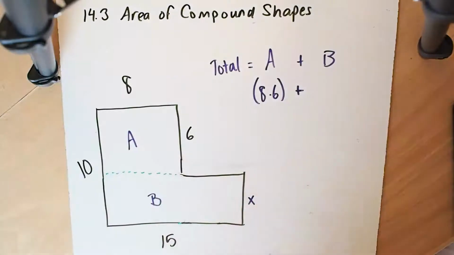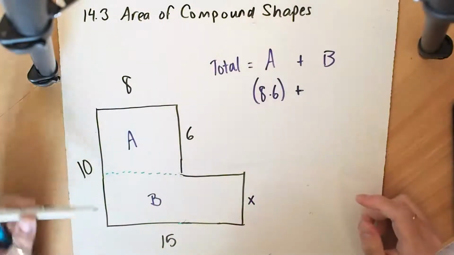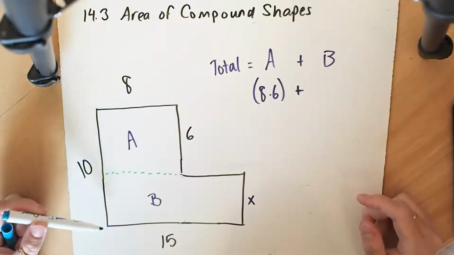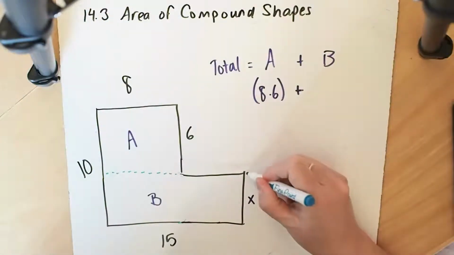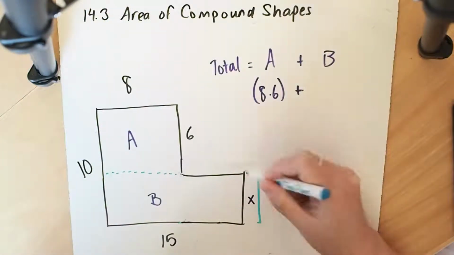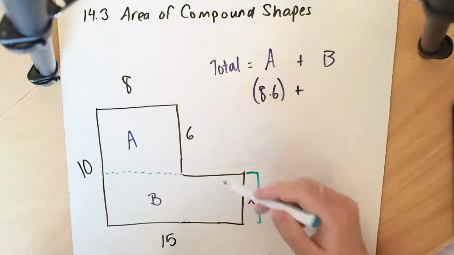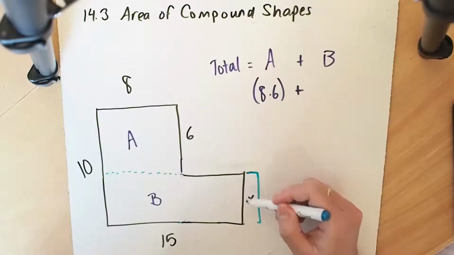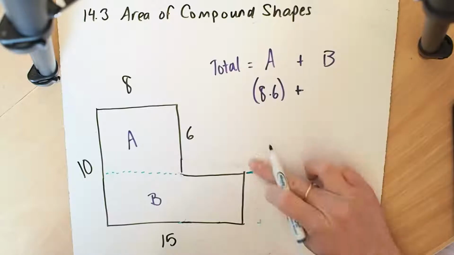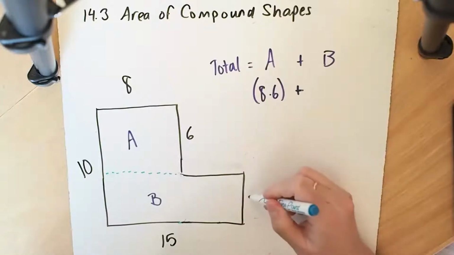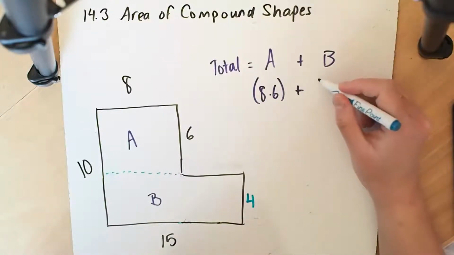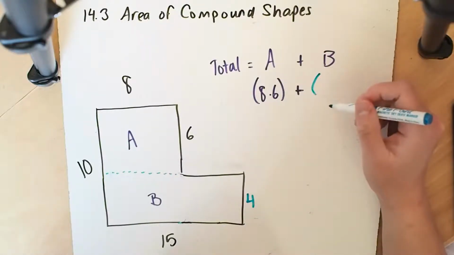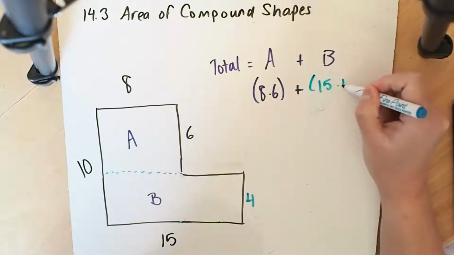So what I'm going to have to do is look at all the measurements I've been given. If I look at the entire length of this whole thing, I know that it's 10 long. And this shape here is 6 long. So the distance from here to here is going to be 10 minus 6 to find the leftover height, meaning that the height of this particular rectangle here is 4. Lucky for me, this is also a rectangle, so the formula for finding the area is just base times height. So I do 15 times 4.